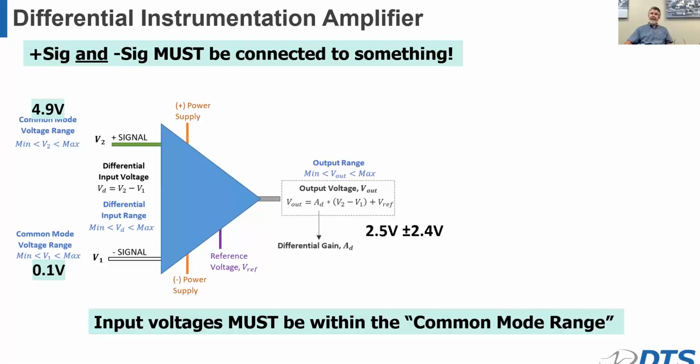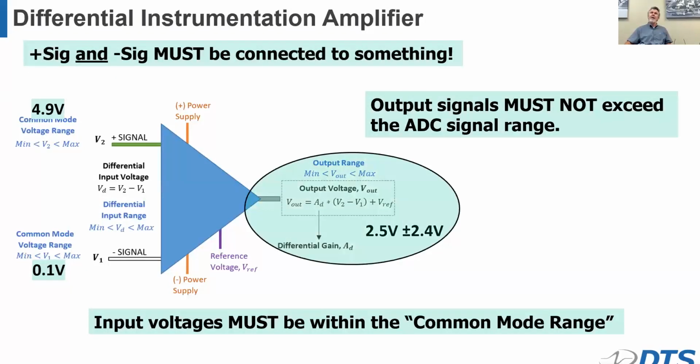So in this case, with a slice nano or micro, it's got to be between 0.1 and 4.9. And then the output signals must not exceed the ADC signal range. So in these systems, it's generally 2.5 volts is the halfway point, and we can handle signals at a very minimum of plus and minus 2.4 volts. Key takeaway here, though, is got to connect both inputs to this thing properly.